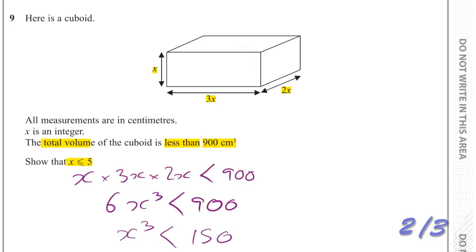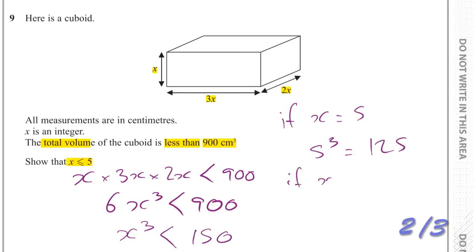Well, it's a show that question, so we can already see from the question that our answer is going to be 5. But because it's a show that, we need to show that ourselves. So how can we show it? Well, we could just test some numbers. Let's chuck in 5. So if x was 5, 5 cubed is, that's 125.